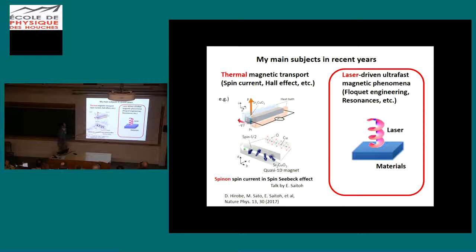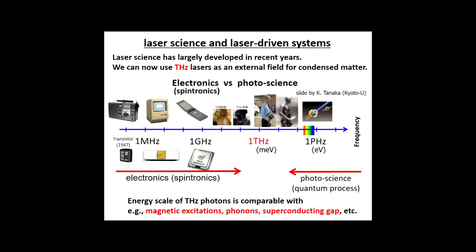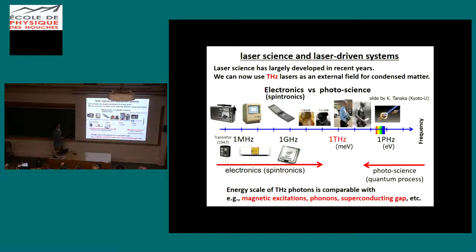laser-driven phenomena, ultra-fast phenomena. In recent years, laser science has been largely developed. This cartoon shows several applications of the laser as a function of the frequency. In this workshop, for example, there are very many interesting talks related to magnetic resonance, such as ESR or NMR, whose typical frequency is in this region, megahertz or gigahertz. But in this talk, I would like to focus on the higher frequency laser, typically the terahertz or petahertz region.